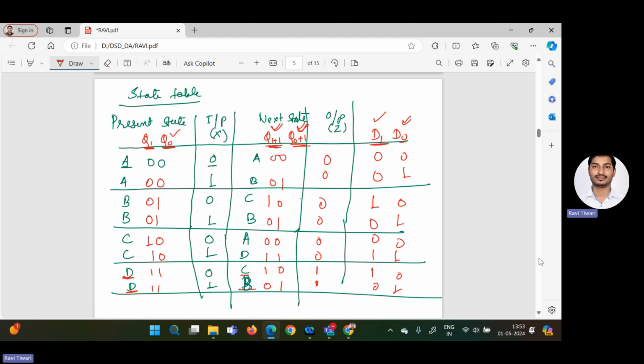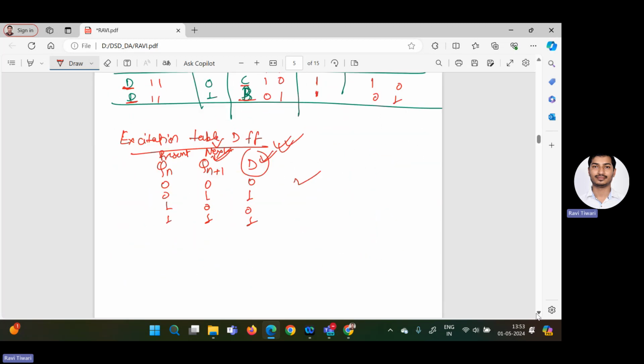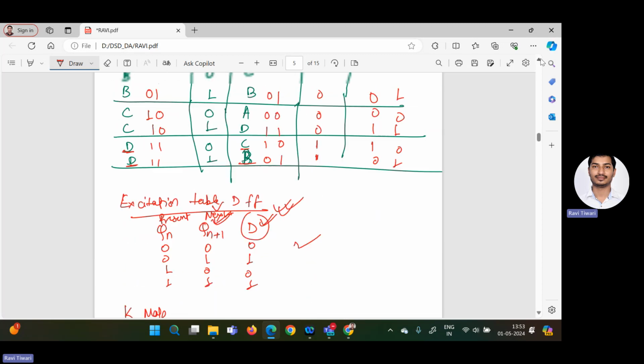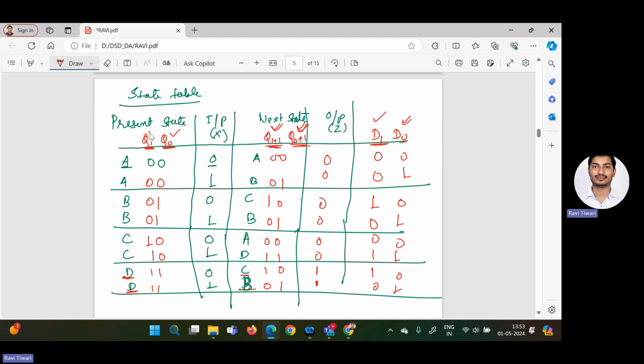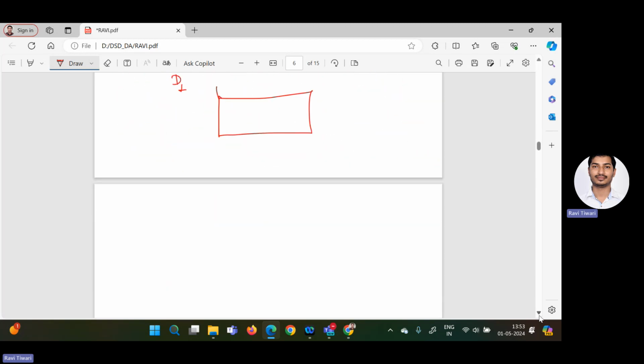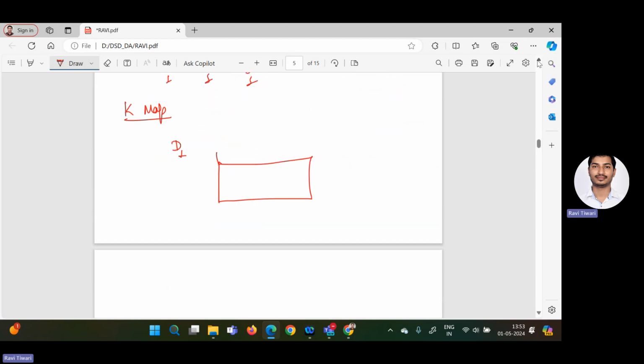Now, this state table is completed along with the excitation table. Now we will make a K map to find the expression for D1 and D0. So this is the K map, and for D1, I have to draw the K map. First, we will decide how many variable K map is required. Now you see in the input part, we have Q1, Q0, and X. These are the three inputs. So first, you have to draw the three variable K map for finding the expression for D1.